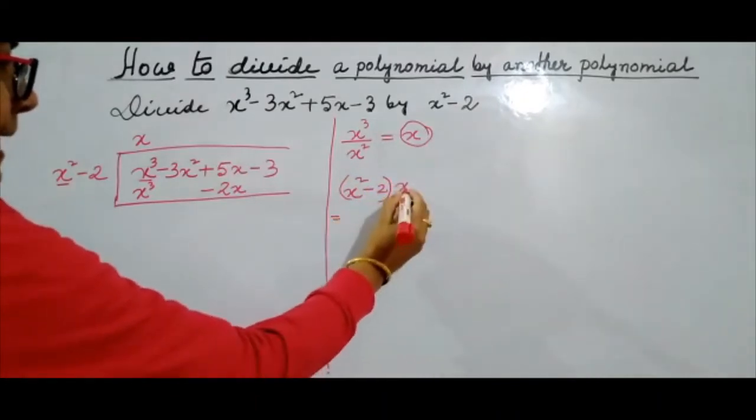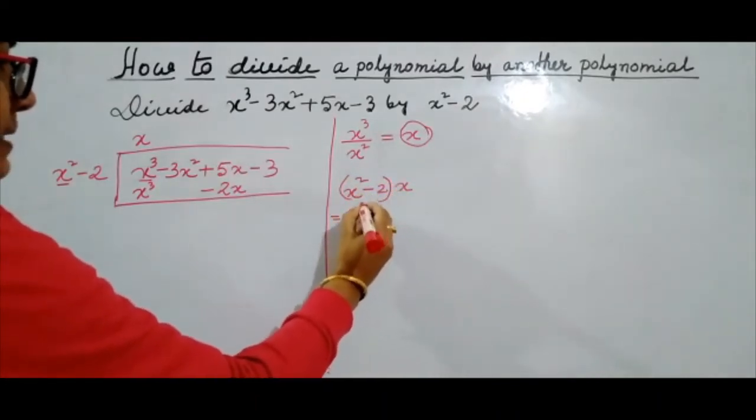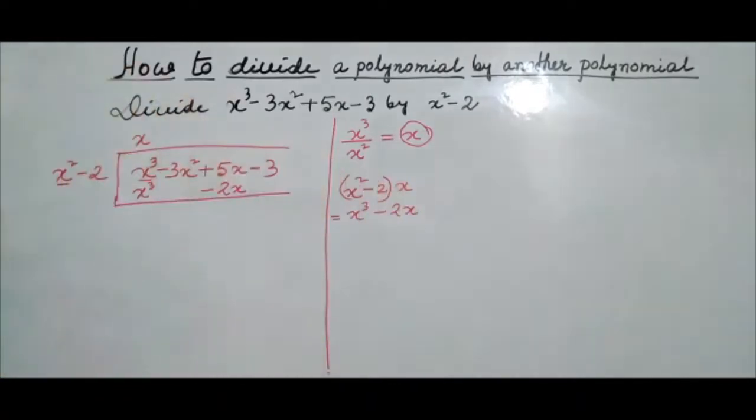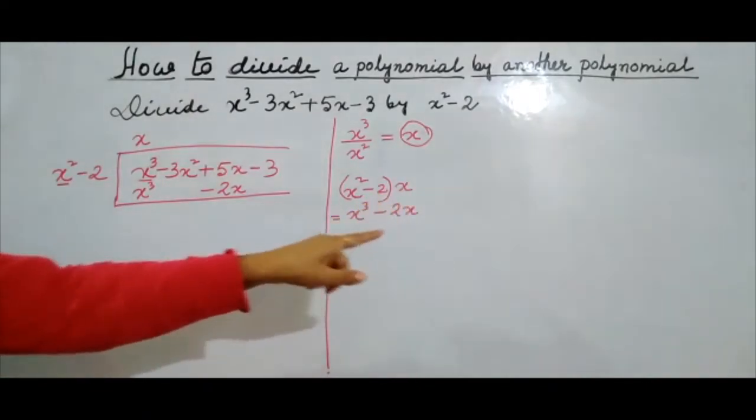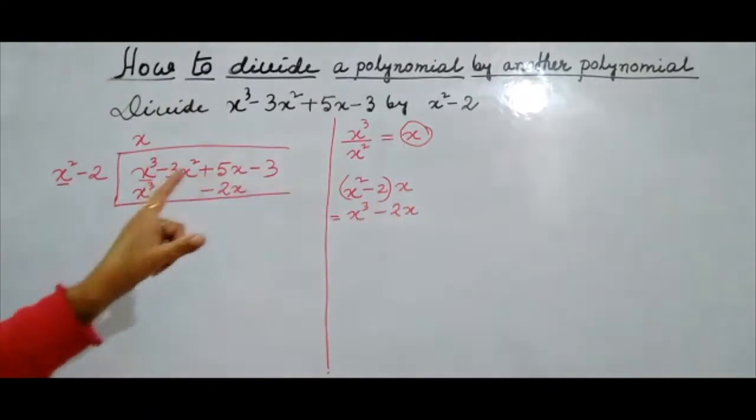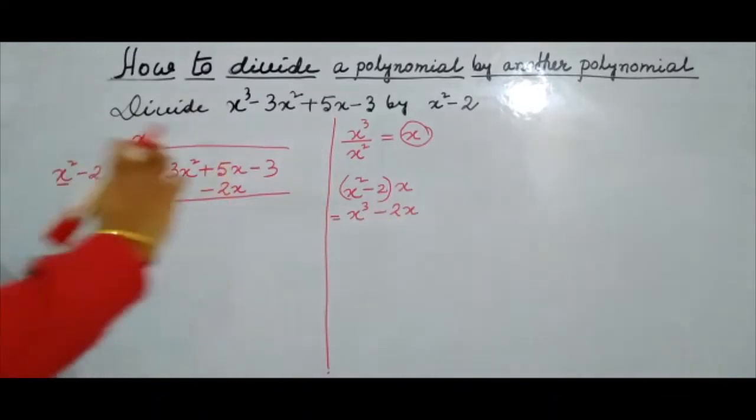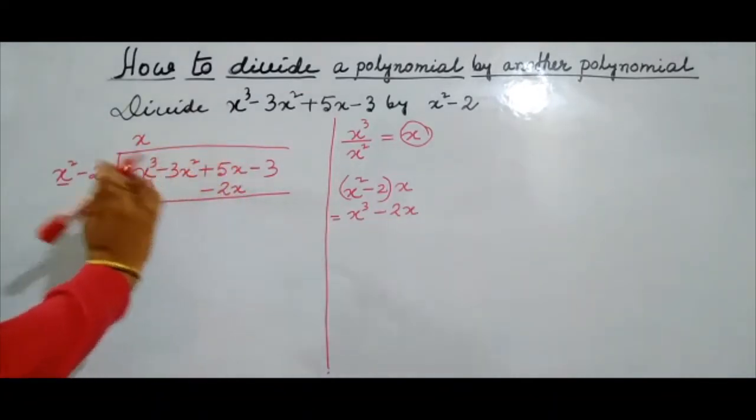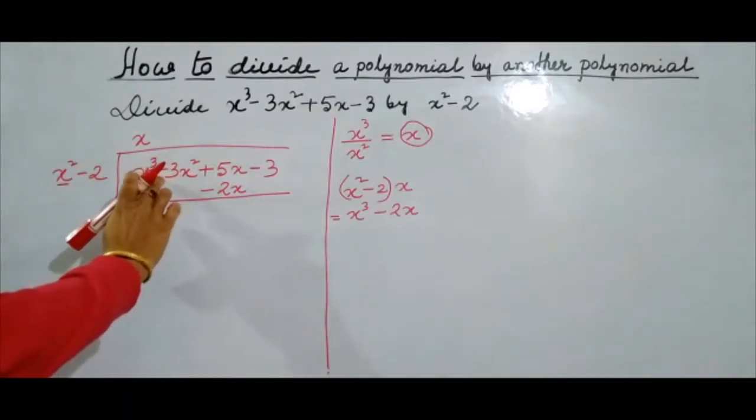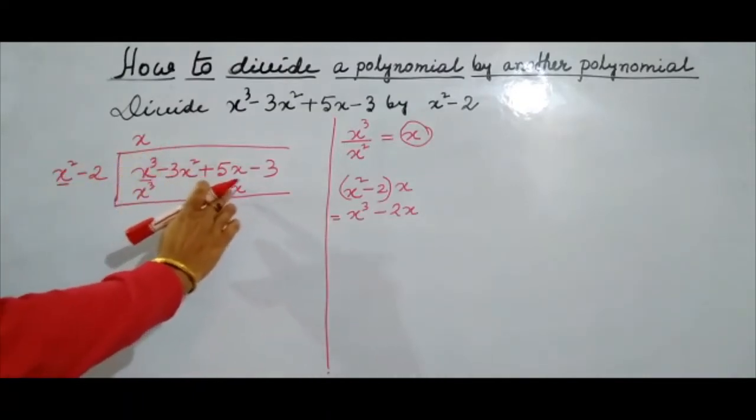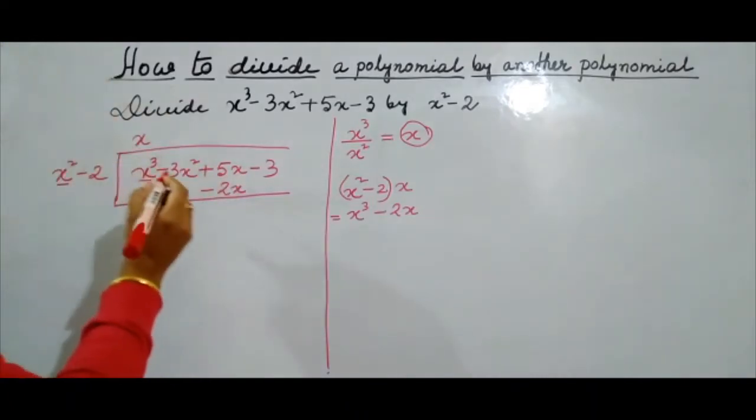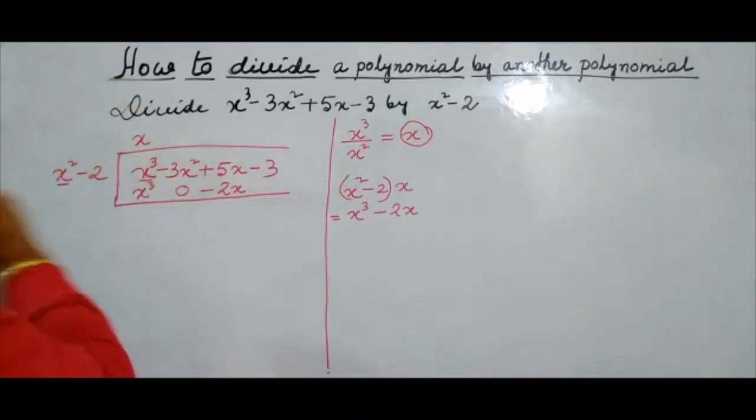What will we get? x into x square will get x cube minus twice x. But be careful, this is minus twice x. So this minus twice x you have to write below the like terms. So these two are the like terms. You are not going to write below this x square, because minus thrice x square and minus twice x are not like terms, right? And if you want, here you can put 0 also.